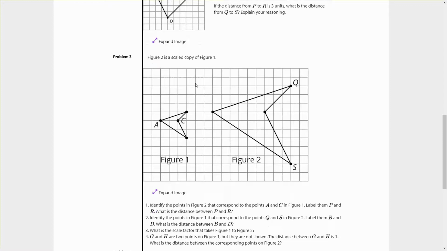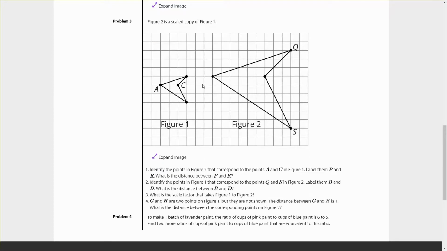Now, next problem. We have a figure here, a scale copy of figure 1. Figure 2 is a scale copy of figure 1. Okay. Number 1 says identify the points in figure 2 that correspond to the points A and C in figure 1. Label them P and R, and what is that distance? So all you need to do here is A and C is here. P and R would be here. How far apart are those points?